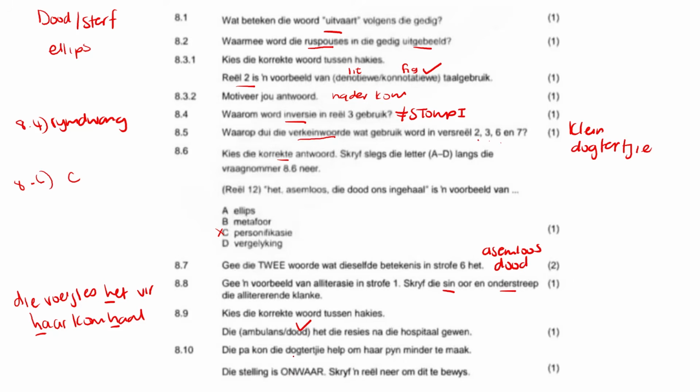8.10. Die pa kon nie die dogtertjie help nie. Or basically they're asking you: die pa kon die dogtertjie help om haar pyn te verminder. And they're telling us, okay, this is incorrect. We have to write down a reël to show that this is incorrect. And you can write down reël 10 of reël 12. Both show that the father couldn't help the daughter. And that's why that 8.10 stelling is false.